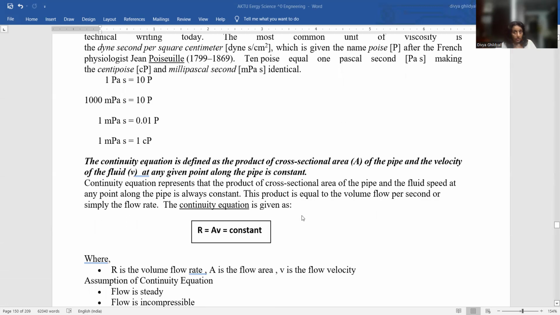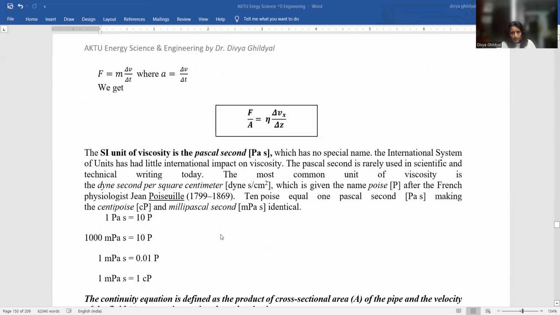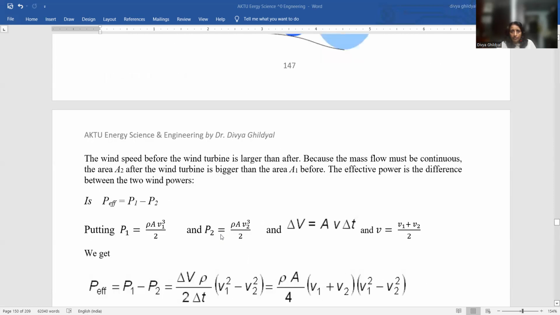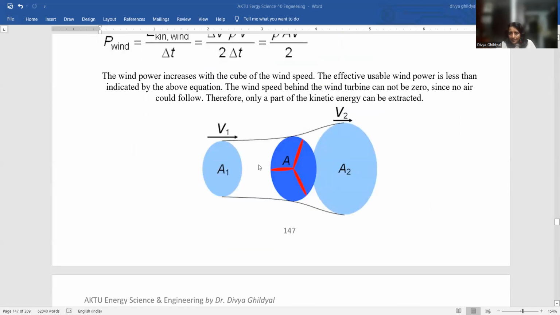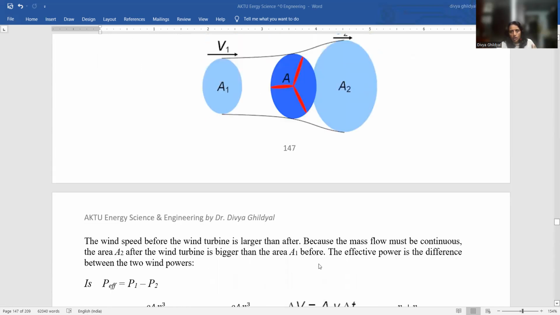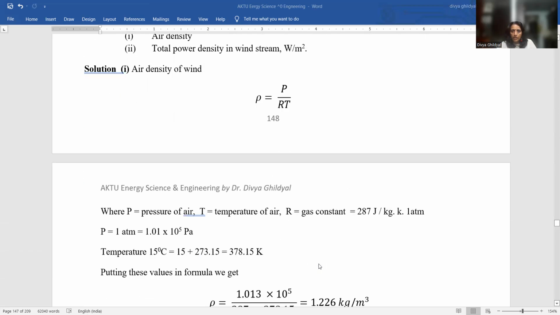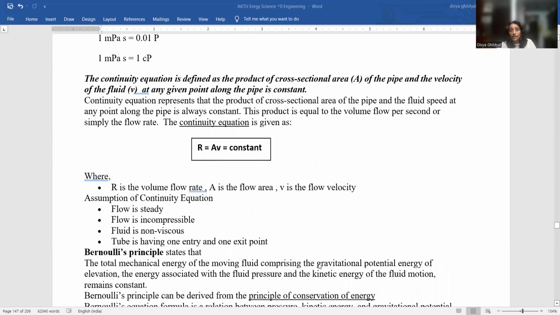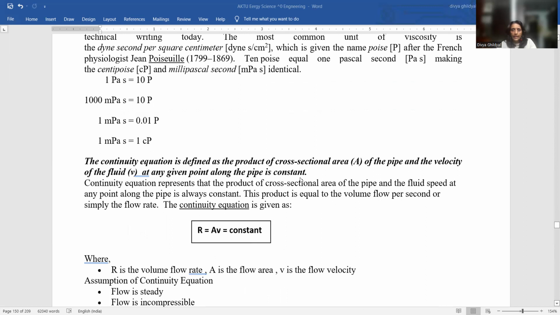Now, the continuity equation. It is defined as: the product of cross-sectional area of the pipe and the velocity of fluid at a given point along the pipe is constant. How do we get this continuity equation? A into V equal to constant C. Look at this diagram here. Whatever amount of water has entered here, only that much amount will exit out here. Yes, the shape can vary, the velocity can vary. That is all. So as per the principle of continuity equation, water is flowing continuously. The product of area into velocity is a constant.